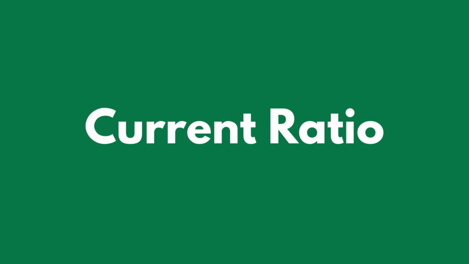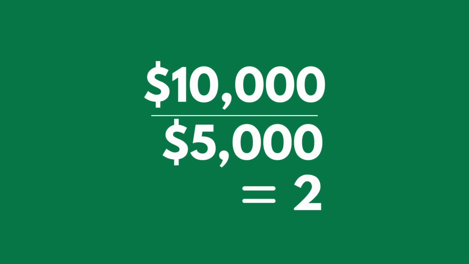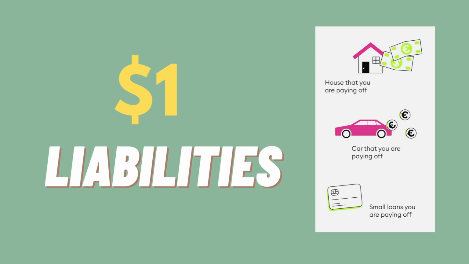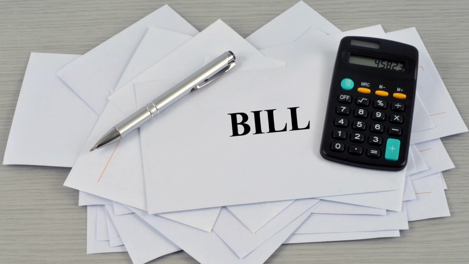Because it shows that you'll be able to take on additional credit. Current ratio is your liquid assets divided by current liabilities. For example, if you have liquid assets of $10,000 and current liabilities of $5,000, that would equal 2, which means that you have $2 in liquid assets for every $1 in current liabilities. For many analysts, a ratio of 2 is considered good. A high current ratio is desirable to have cash available to pay bills.